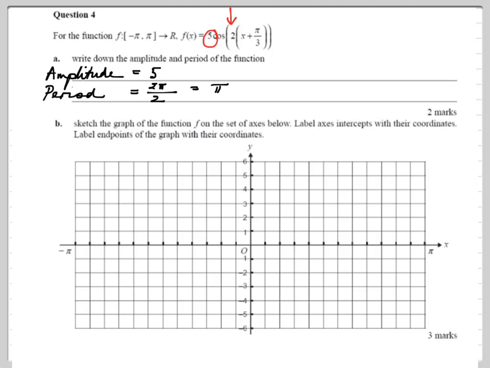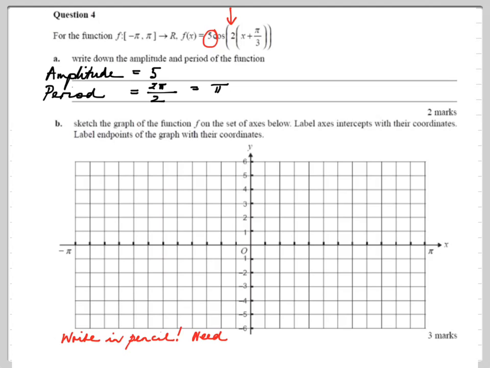The amplitude is 5. Okay, that means it's going to go up to 5 from the central axis, which is the x-axis, and it's going to go down 5. And the whole thing is shuffled, as I said, over to the left by pi on 3, and it's also got a period of pi, right? So, yeah, it's a beast. I know. So, look, I'll just go through the motions, but if I was you, I would be leaving it till the end, I can tell you.